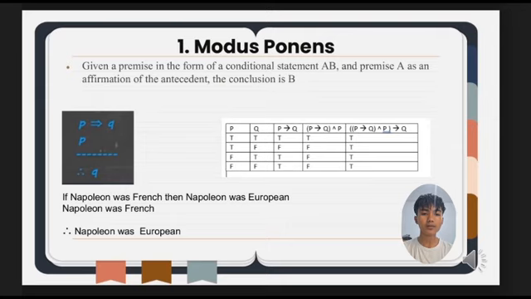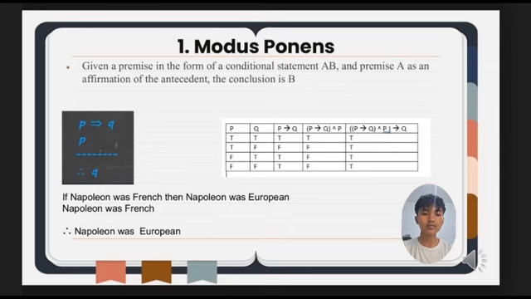Here I will explain about modus ponens. Modus ponens is a very important rule in propositional logic. This rule allows you to conclude a statement if you know that another statement is true and that the implication of the first statement to the second statement is also true. Let's see the formula as shown in the picture.